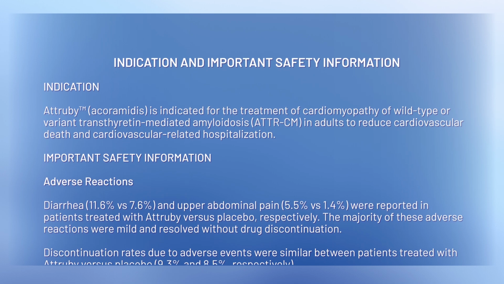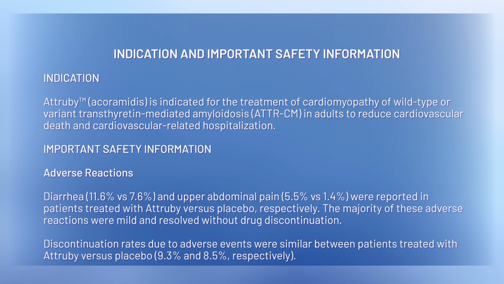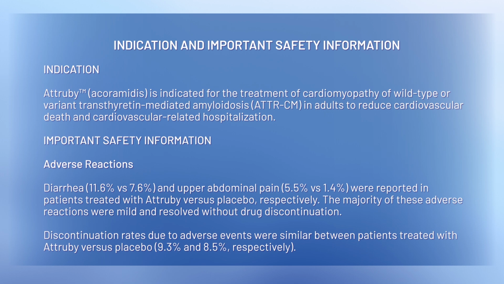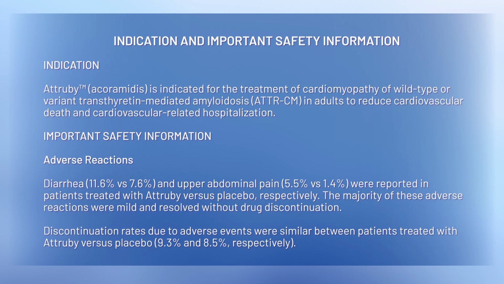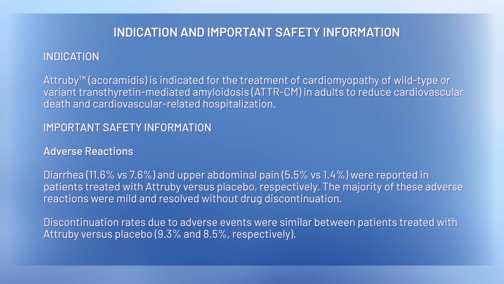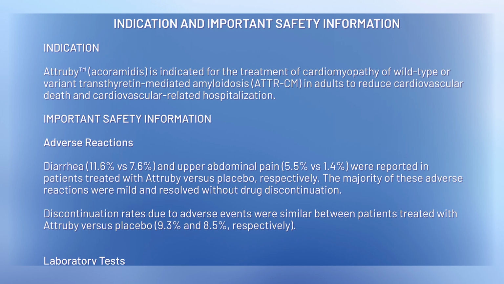Indication and important safety information. Indication: Attruby, acoramidis, is indicated for the treatment of cardiomyopathy of wild-type or variant transthyretin-mediated amyloidosis, ATTR-CM, in adults to reduce cardiovascular death and cardiovascular-related hospitalization.